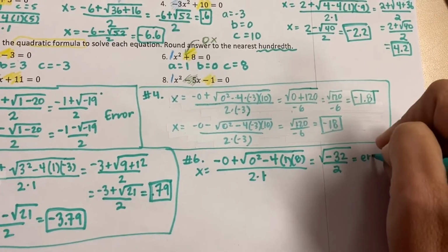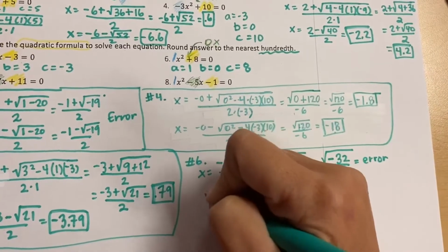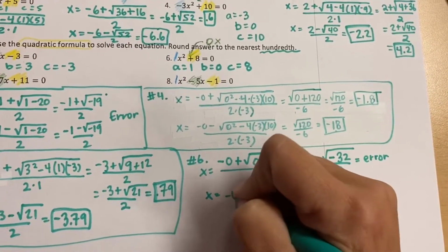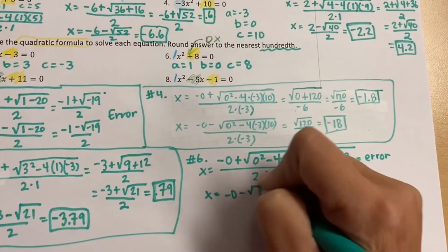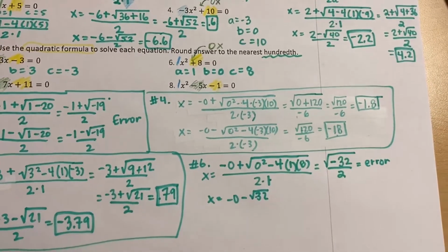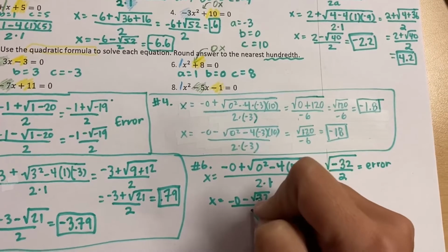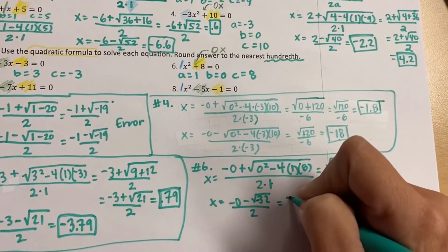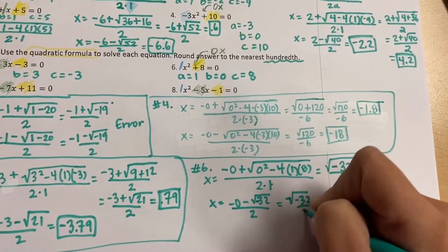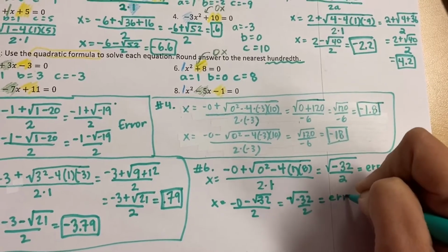We get error. Now let's try it if we did a minus sign, negative 0 minus the square root of 32 minus negative square root of 32 all over 2. You still get the square root of negative 32 over 2. You're still getting error.